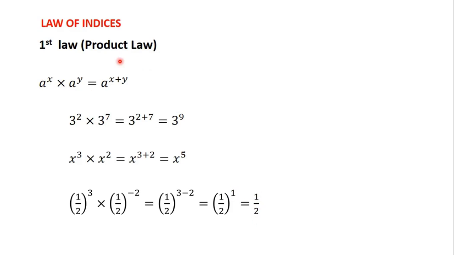So all that this law says is that if you have two numbers that are multiplying in the index form, and the two numbers have the same base, remember that is very important. If the two numbers don't have the same base, you can't apply this law. So here, if this is 3, just as this is 3, and this is 5, you can't add the exponents. The two numbers must have the same base in order to add the exponents.